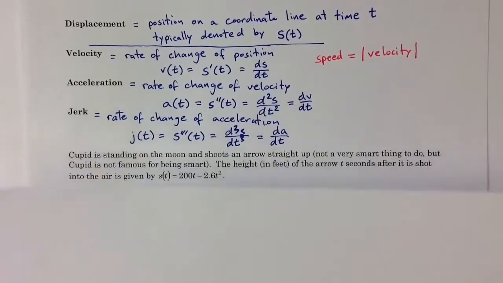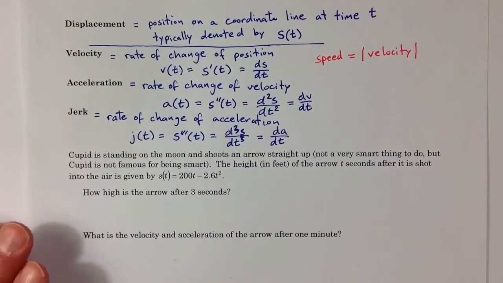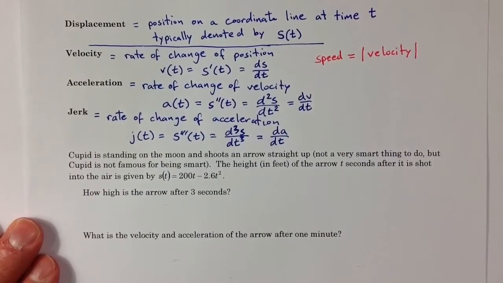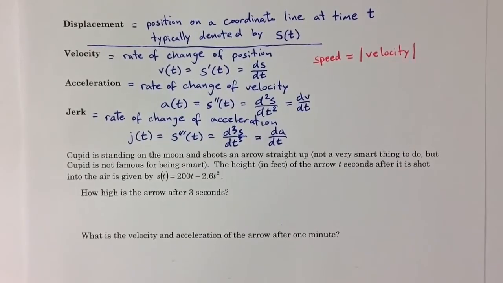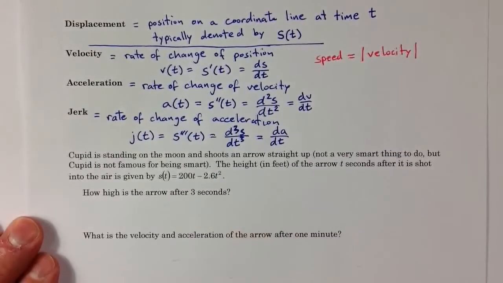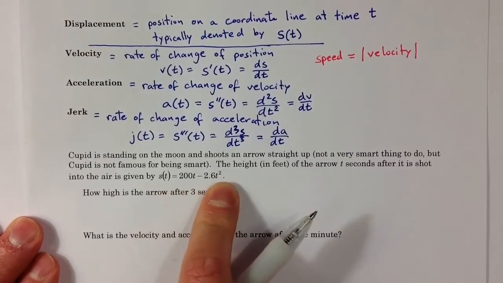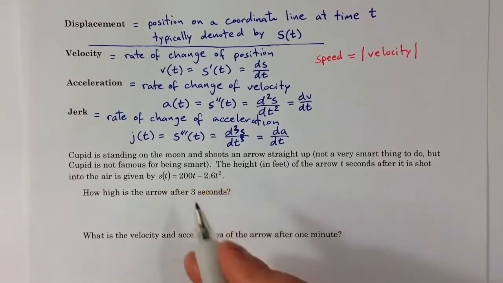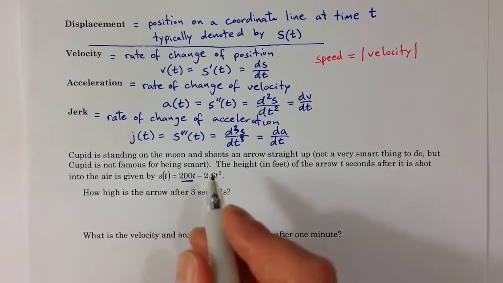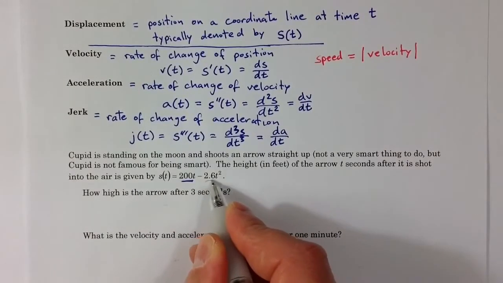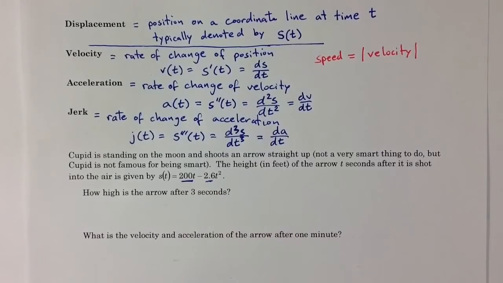So let's take a look at an example. Suppose that Cupid is standing on the moon and shoots an arrow straight up, which, let me remind you, is not a very smart thing to do, but Cupid isn't really famous for being smart. The height in feet of the arrow t seconds after it is shot into the air is given by s of t equals 200t minus 2.6t squared. This formula, this function, comes from physics, and the 200 represents the initial velocity of the arrow. The 2.6 represents the effect of gravity.